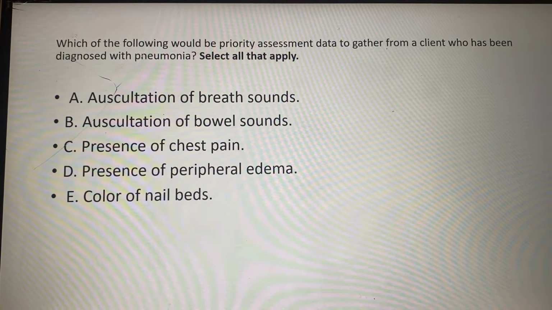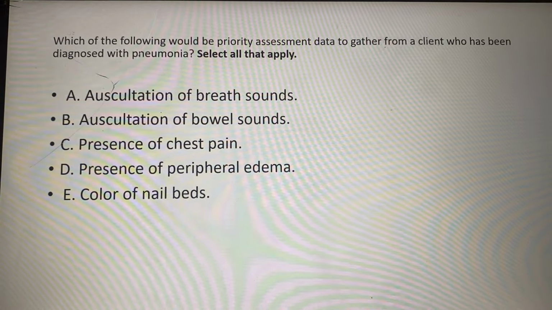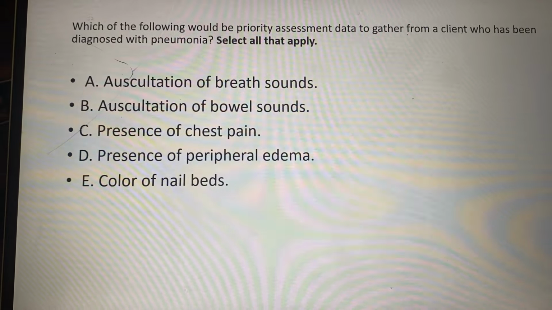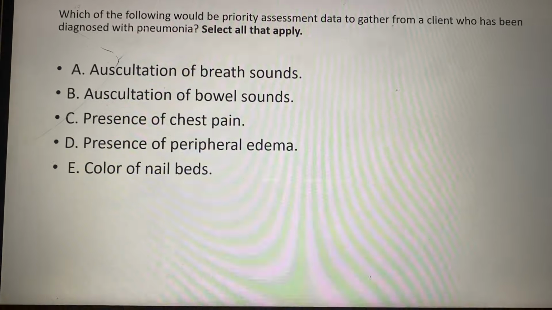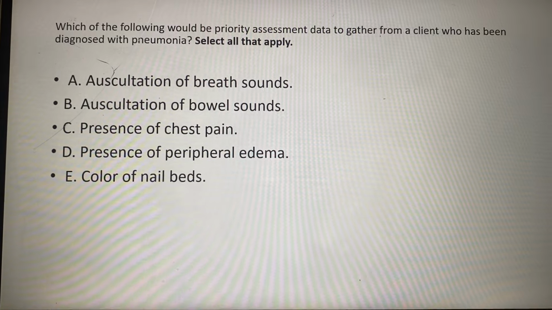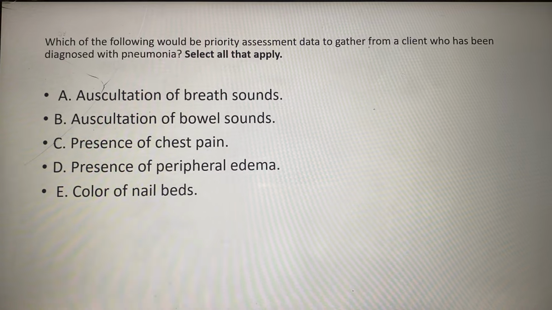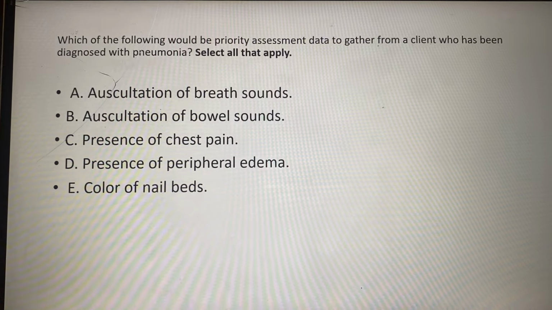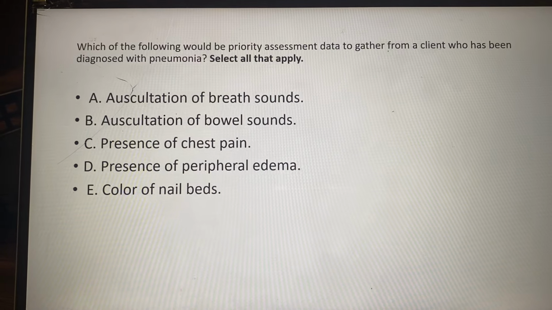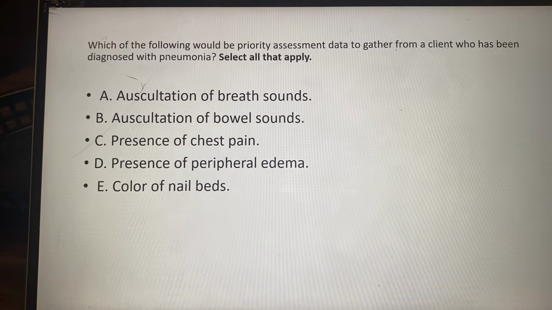All right, so let's look at A, B, C, D, E. A is auscultation of breath sounds, B, auscultation of bowel sounds, C, presence of chest pain, D, presence of peripheral edema, or E, color of nail beds. So what I typically will do, we'll try to get clients to really go down here and just tackle them one by one. What you need to know about pneumonia. What's going on with pneumonia? So I encourage you right now to pause and make your selections and then write down your rationale, or at least have thoughts about your rationale. So when you look at the question rationale, you can see again if your thinking is in alignment.